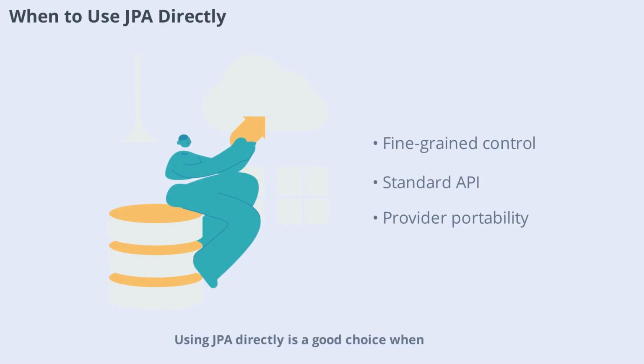Using JPA directly is a good choice when you need fine-grained control over transactions and persistence. It's also useful when you want to avoid framework-specific features and stick to the standard API, making your code more portable across different JPA providers.